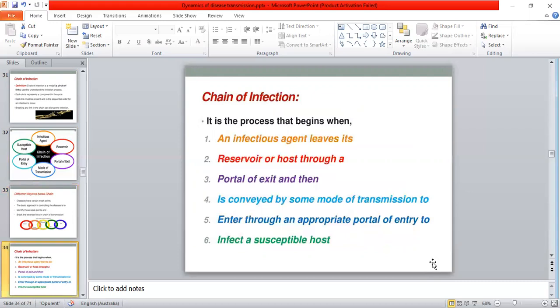Chain of infection. It is the process that begins when an infectious agent leaves its reservoir or host through a portal of exit and then is conveyed by some mode of transmission to enter through an appropriate portal of entry to infect a susceptible host.